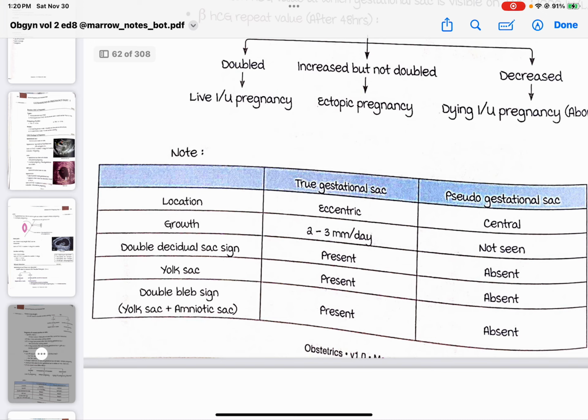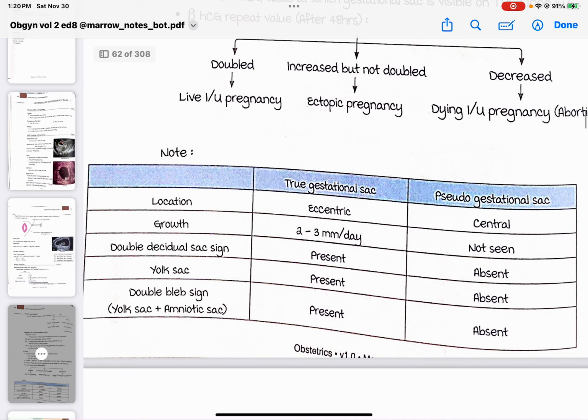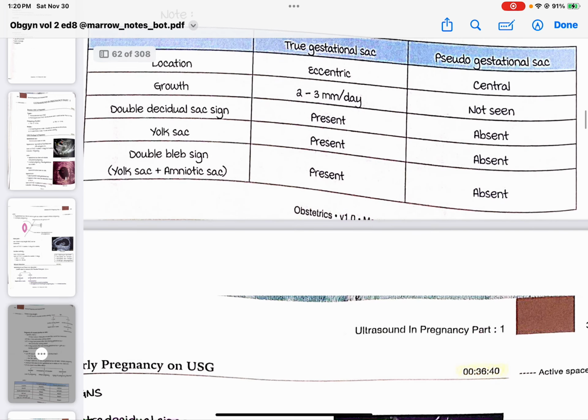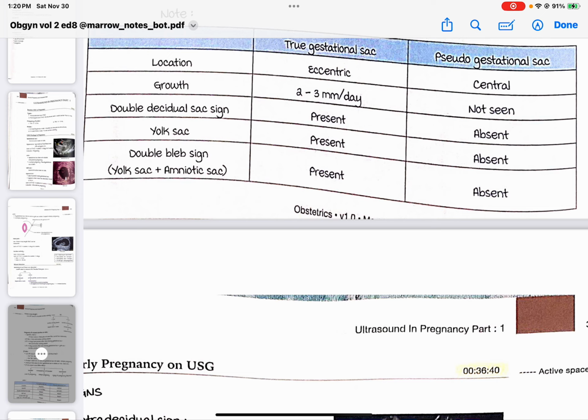Note: location. The gestational sac and pseudo-gestational sac, what is the difference? Location: true is eccentric, pseudo is central. Growth: 2 to 3 mm per day, pseudo has no growth. Then double decidual sac sign, yolk sac, double bleb sign, yolk sac plus amniotic sac are all present in the true gestational sac but absent in the pseudo-gestational sac.